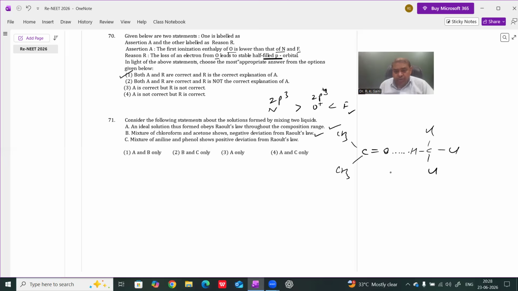Acetone and chloroform show negative deviation because they make hydrogen bonds. This example is also given: the mixture of aniline and phenol, so negative deviation from Raoult's law. Saying positive deviation is incorrect. This example is also given in your NCERT book, and hence options A and B are correct in case of question 71. Question next.